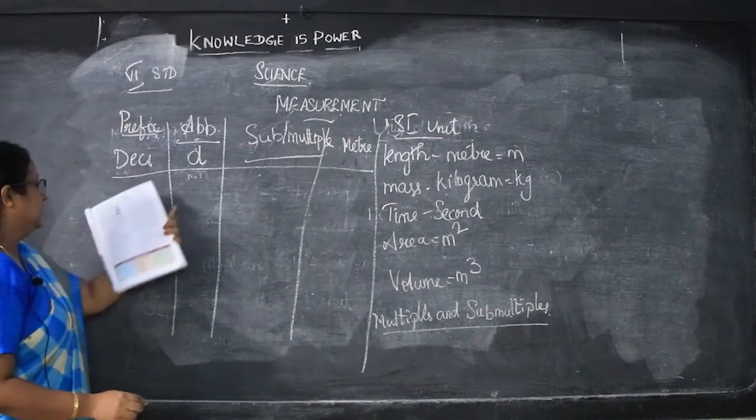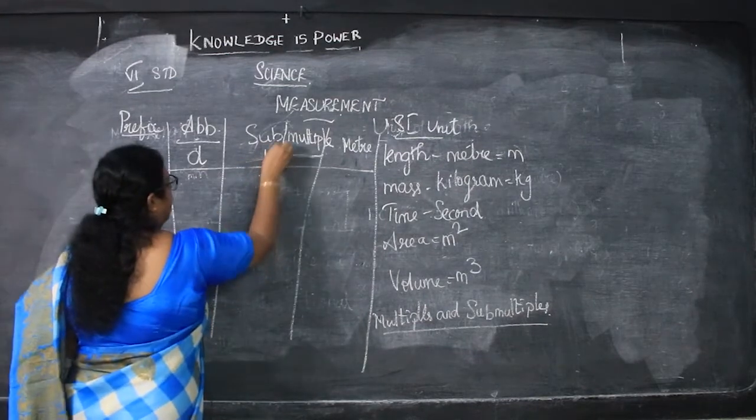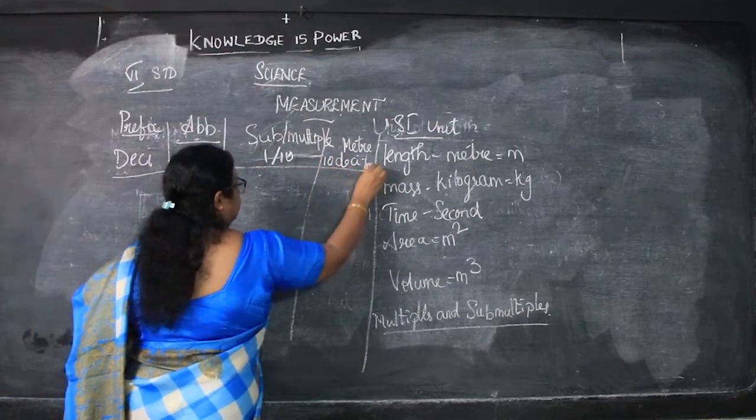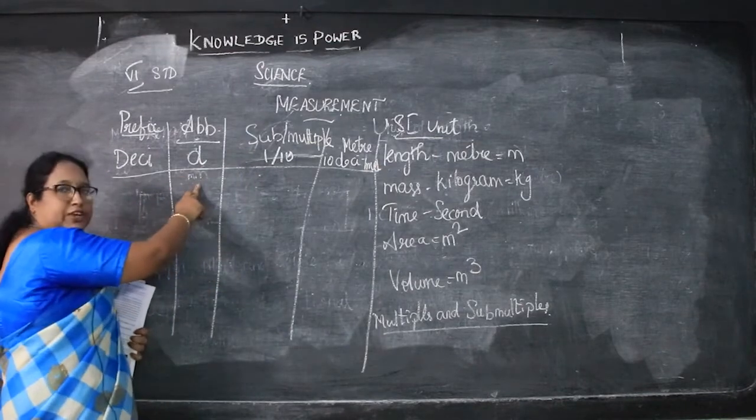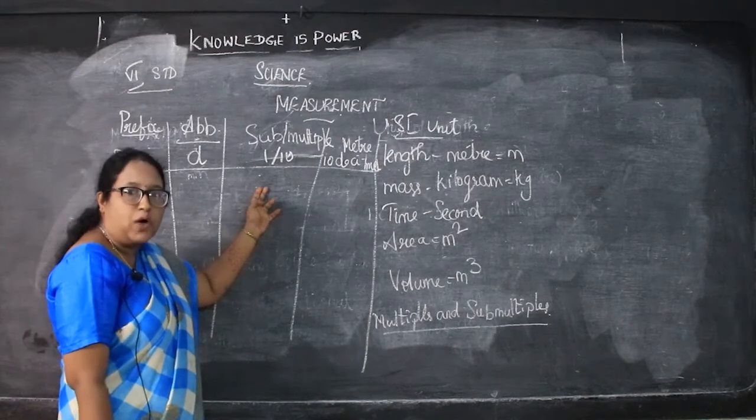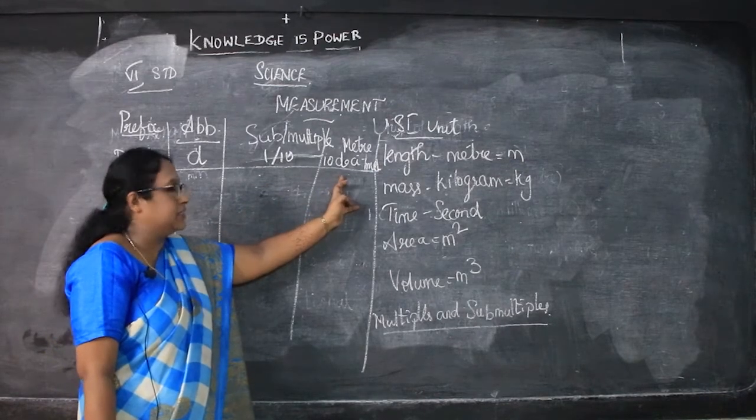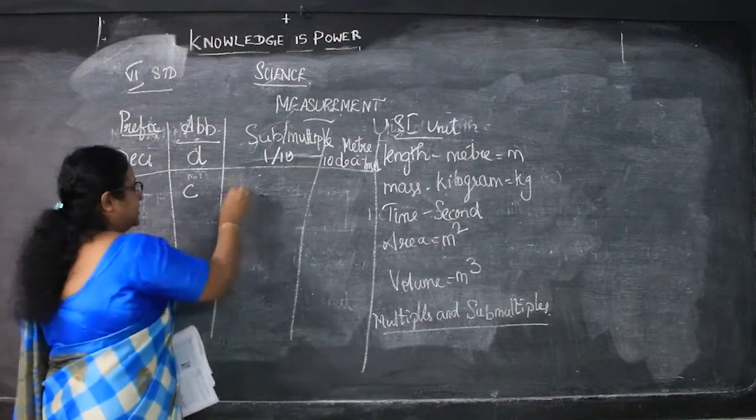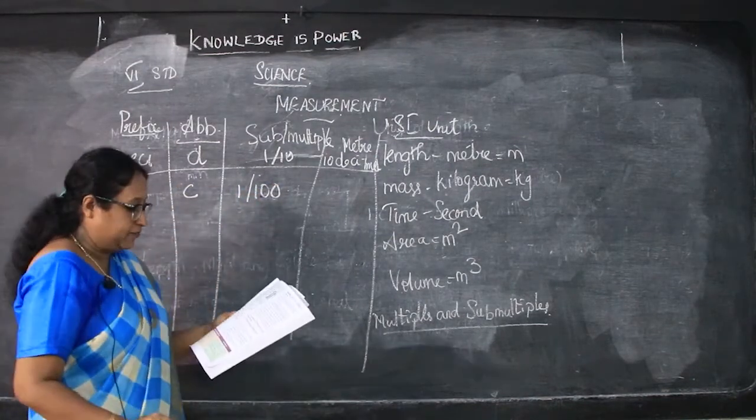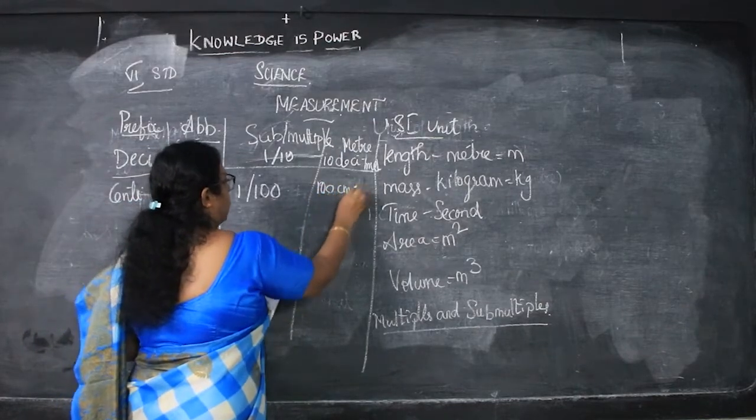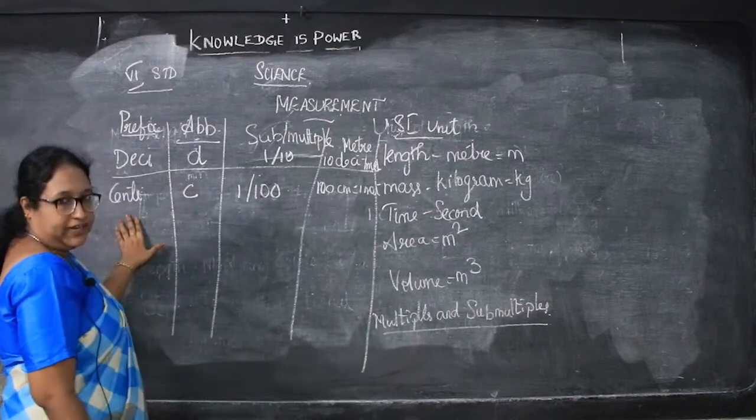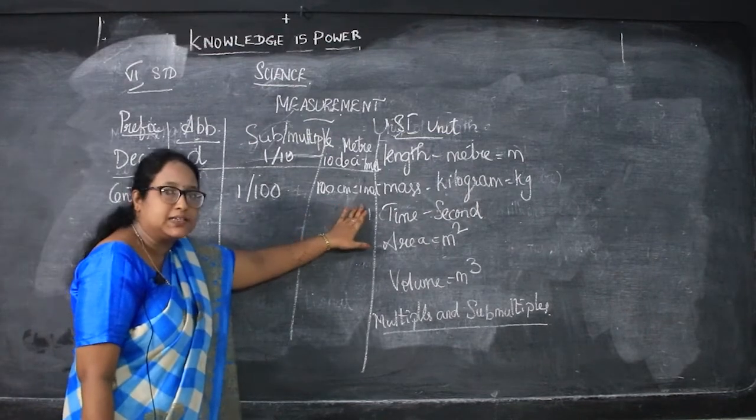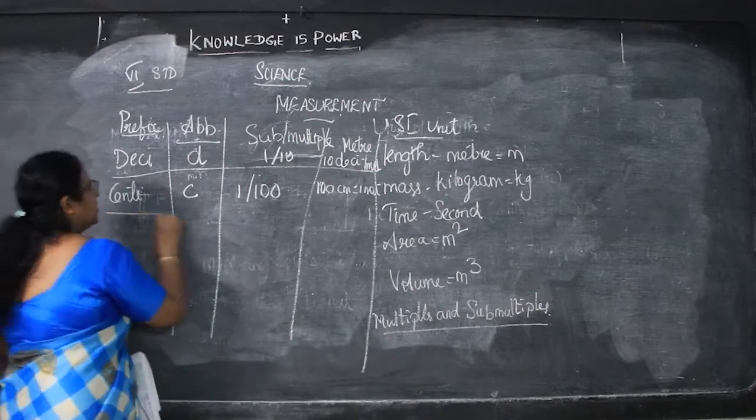So deci, D, the submultiple is 1 by 10, and 10 decimeter is equal to 1 meter. Then, centi, the abbreviation is C, the submultiple is 1 by 100, and 100 centimeter is equal to 1 meter. Next is milli.